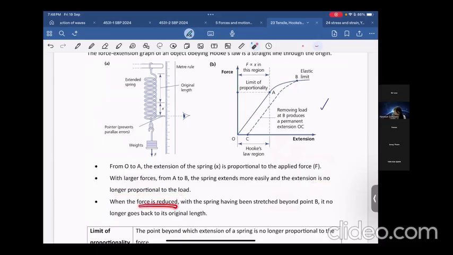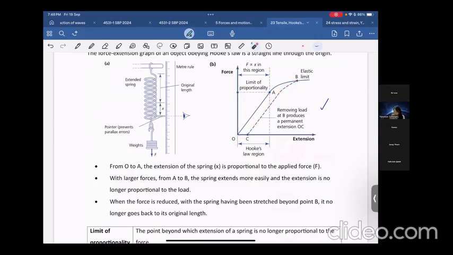When the force is reduced, with the spring having been stretched beyond point B, it will no longer go back to original length. Okay, if it goes to here, we release, we remove it. It has already achieved the elastic limit. We remove the load. What's going on with the spring? It will go back a bit, but not all. Basically, your spring is already deformed, already spoiled a bit. It cannot go back to original shape and size.